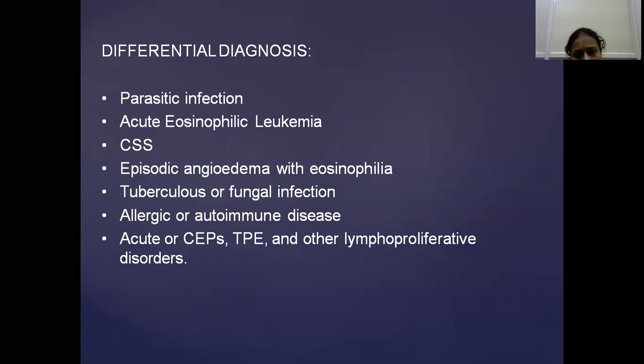These are common differential diagnoses of idiopathic hypereosinophilic syndrome. What are they? Parasitic infections, acute eosinophilic pneumonia, acute eosinophilic leukemias, Churg-Strauss syndrome, episodic angioedema with eosinophilia, tuberculosis or fungal infection, allergies or autoimmune conditions. All these should be ruled out.